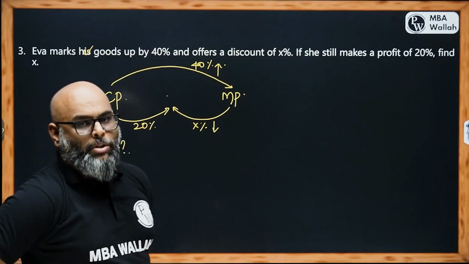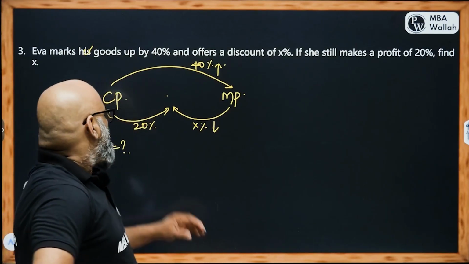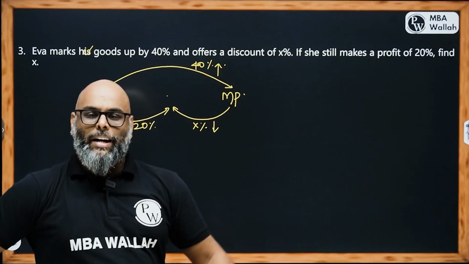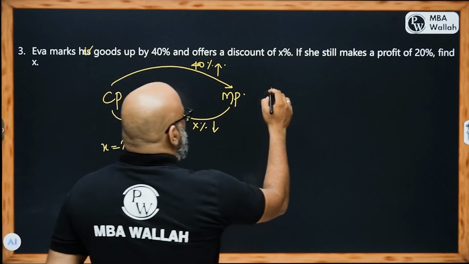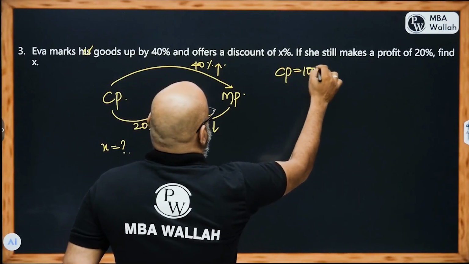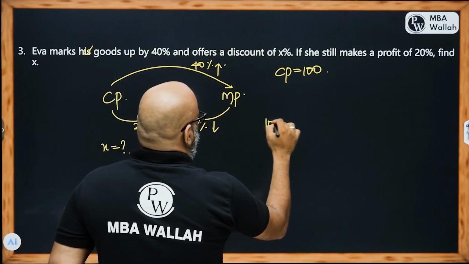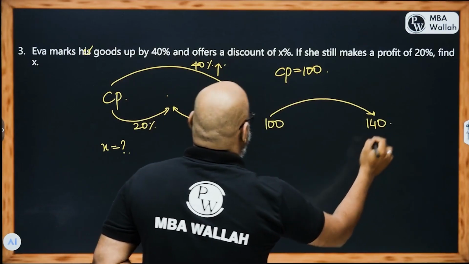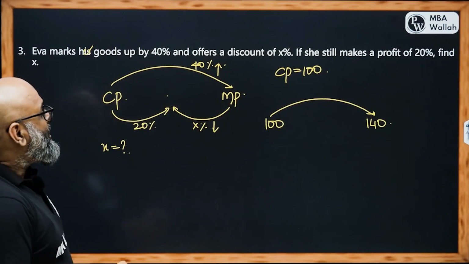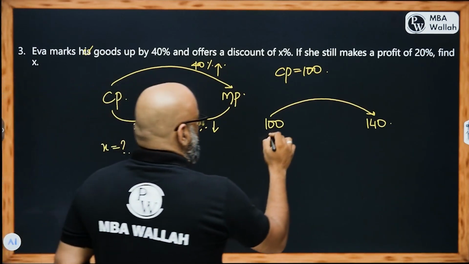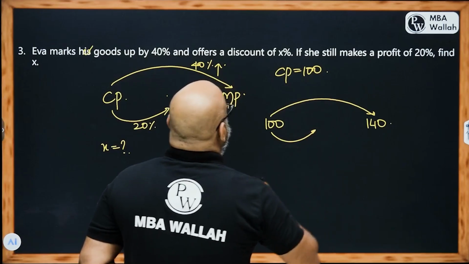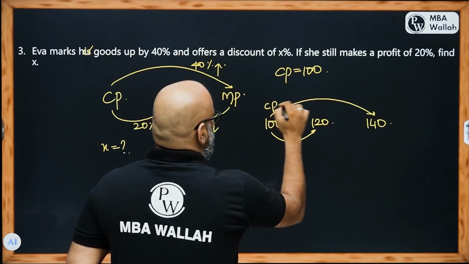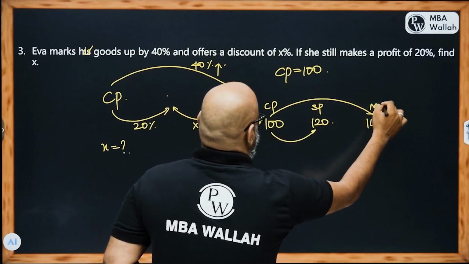Now, there are a couple of ways to get this done. One format, fix a value and then work around it, or use variables and get it done. Either way, it is doable. The simple way to do this would be, I'm going to say cost price is equal to 100. So from 100, it has been marked up by 40%, which is 140. But then she gives a discount, and she is making a 20% profit. So her selling price is 120. This is cost price. This is selling price. This is marked price.